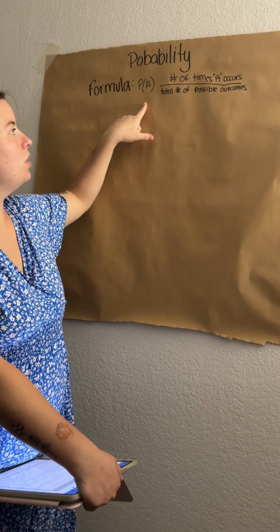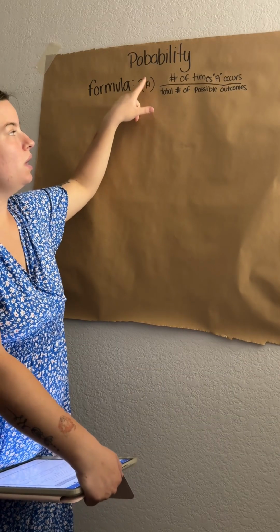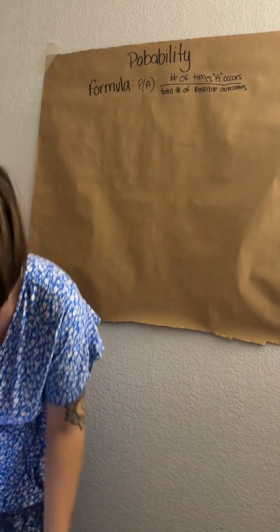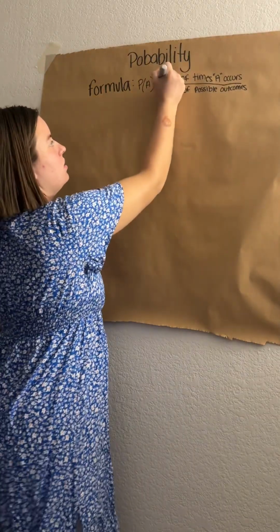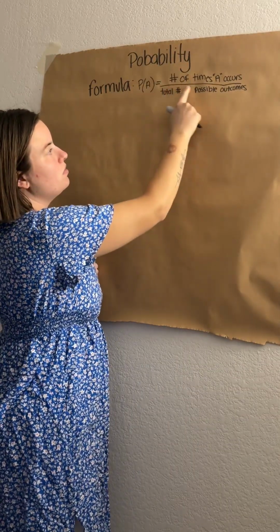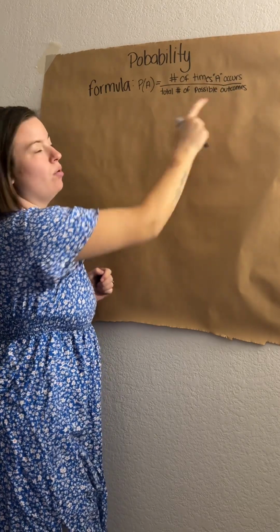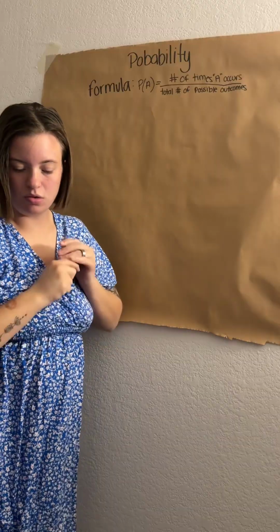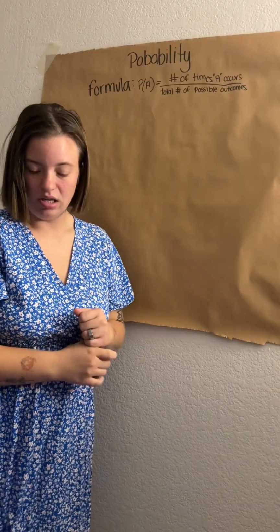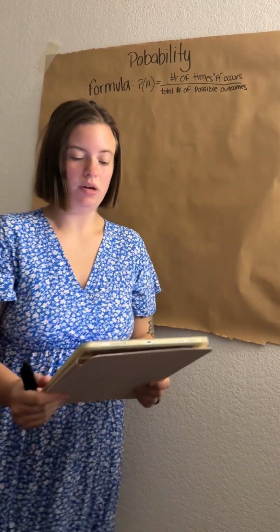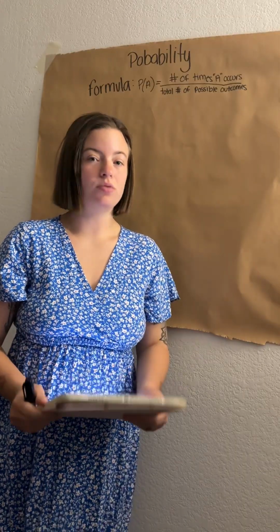We have P(A) equals, my apologies, number of times A occurs over total number of possible outcomes. So to define probability, it is a way of measuring how likely something is to happen.